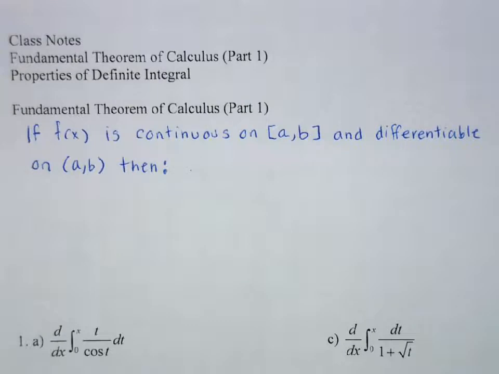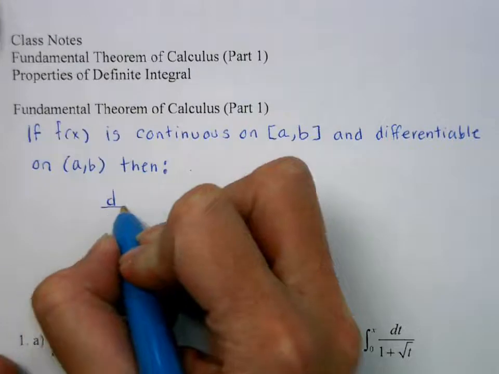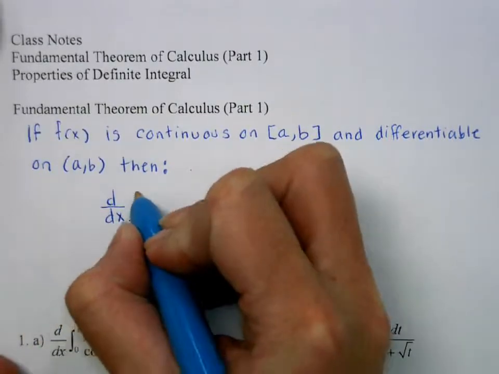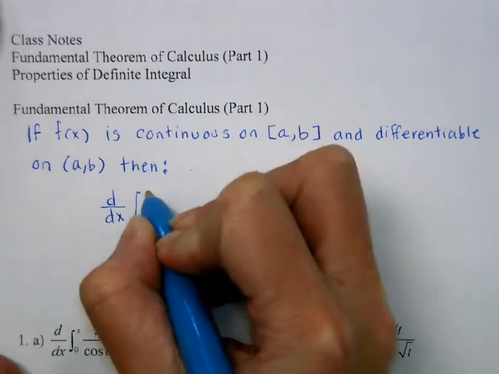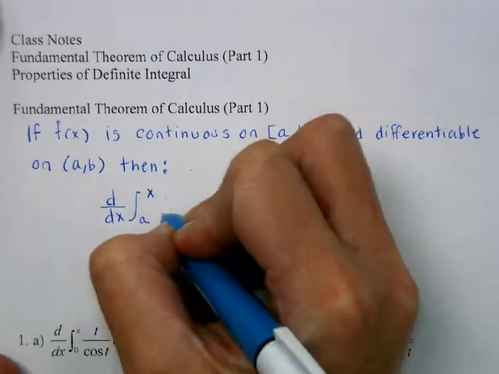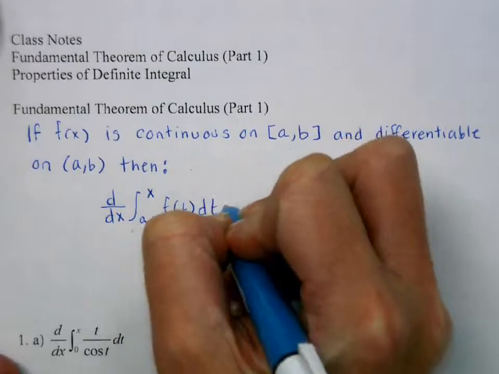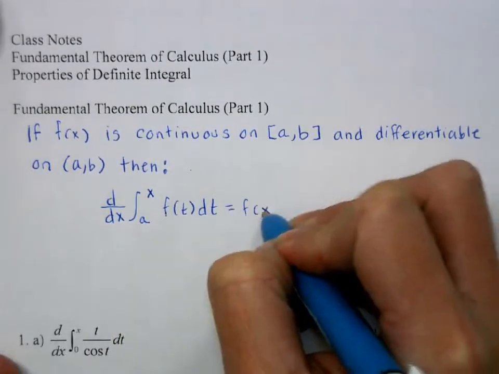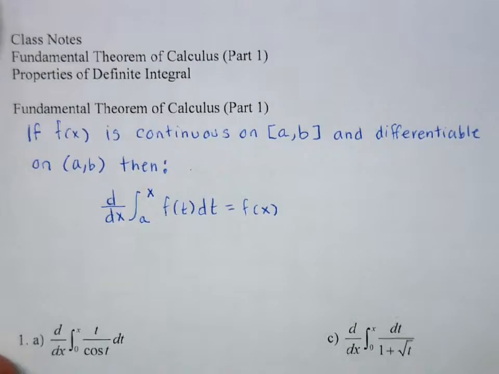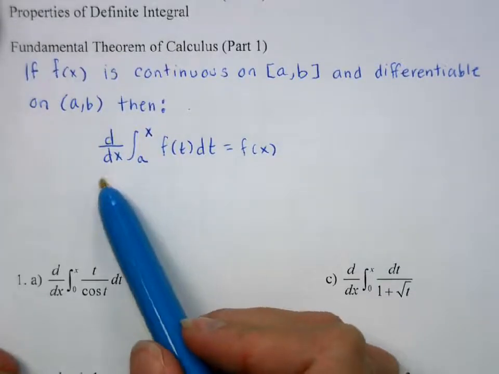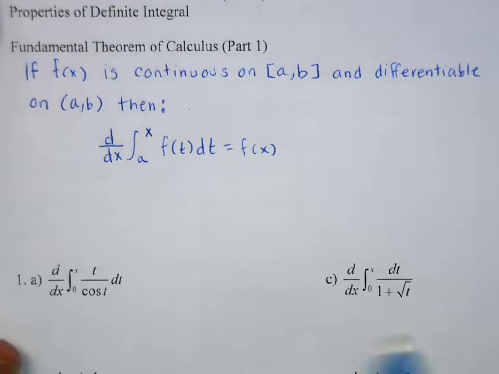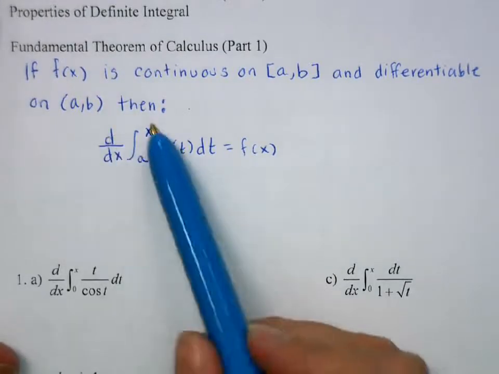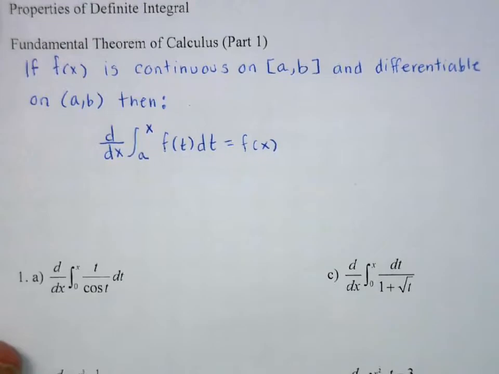Just like many things in calculus, if f of x is continuous on the closed interval [a, b] and differentiable on the open interval (a, b), then the first part of the fundamental theorem of calculus says the derivative of the integral from some constant to x of f of t dt equals f of x. Essentially the integral and the derivative are inverses. They undo each other. So if I take the derivative of an integral, we get f of x.